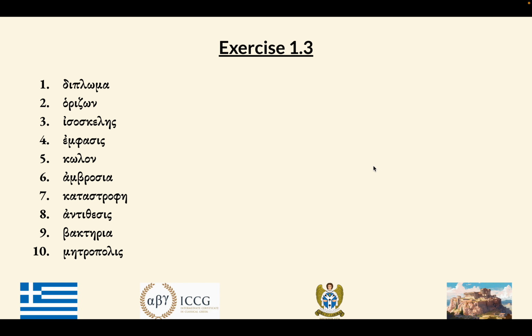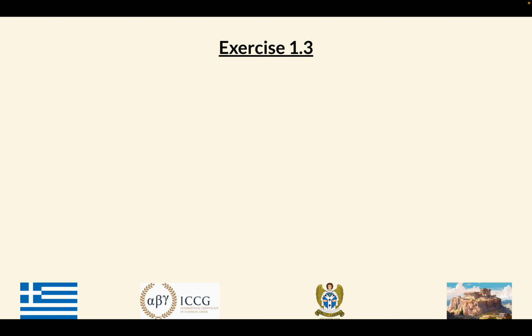Okay, then some more practice in exercise 1.3. By the way, this is all practice of transliteration rather than translation. So transliteration means just converting the letters from one alphabet to another, whereas translation is where you're actually converting the word to the equivalent word in the other language. Okay, so exercise 1.3, we have number 1, diploma. So notice the long O there, expressed with an omega in Greek, not an omicron, but an omega, because that's the long O.